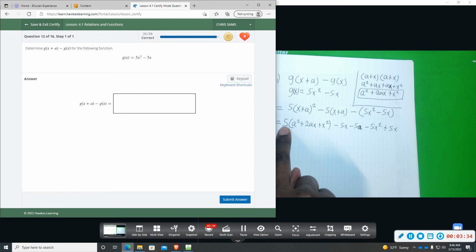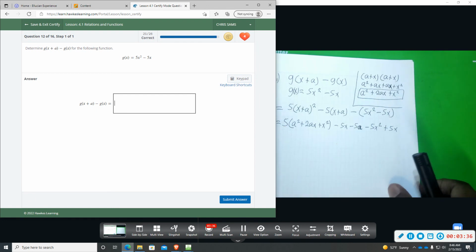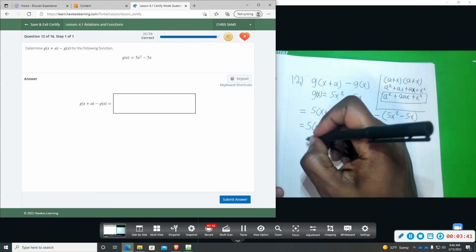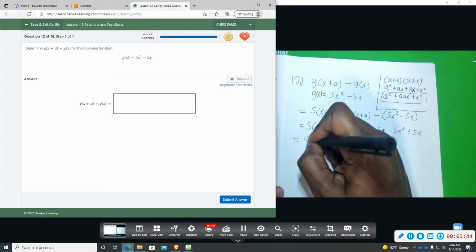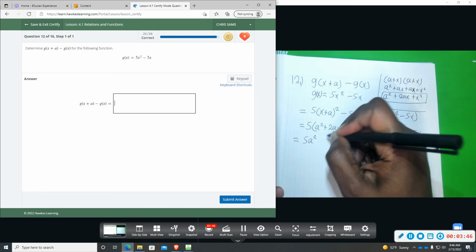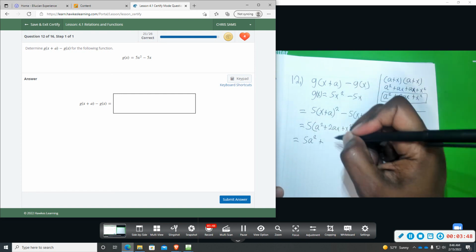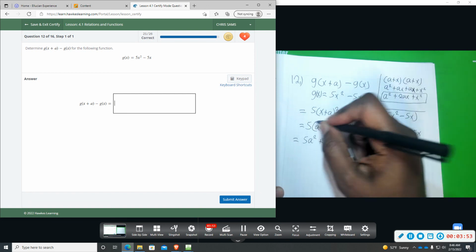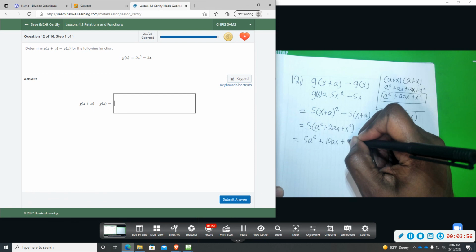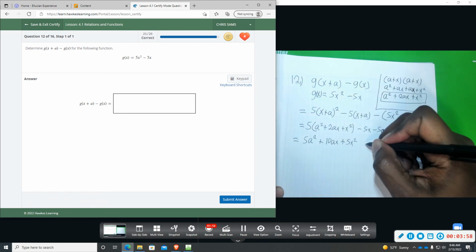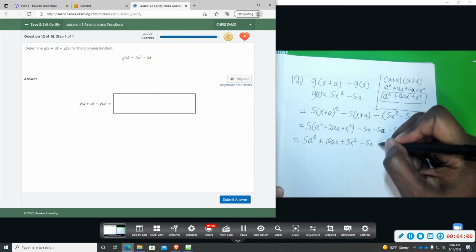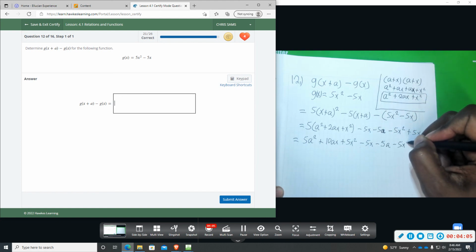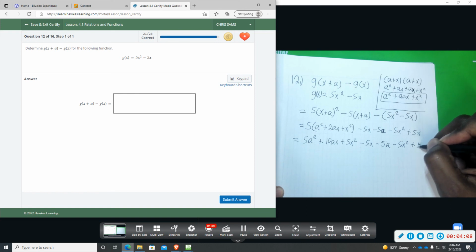All right, and then the next step, I'm going to distribute the 5 through the first set of parentheses. So we have 5a squared. 5 times 2 is going to give me 10ax, and then plus 5x squared, and then minus 5x minus 5a minus 5x squared plus 5x.